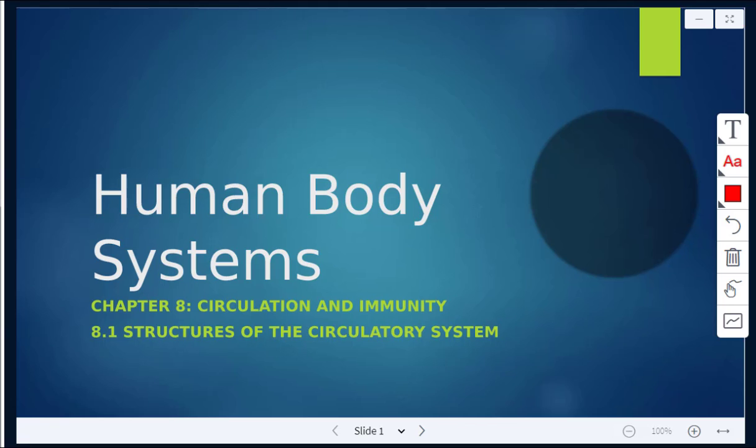All right, so our next chapter is chapter 8, which is circulation and immunity. And today we'll look at 8.1, which is structures of the circulatory system.